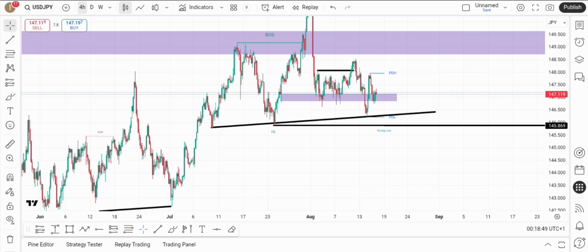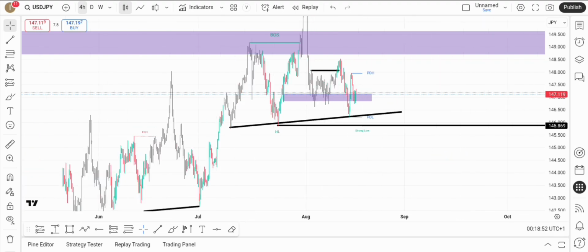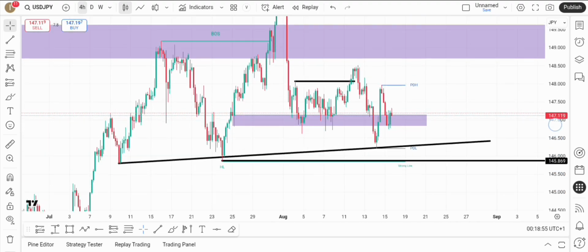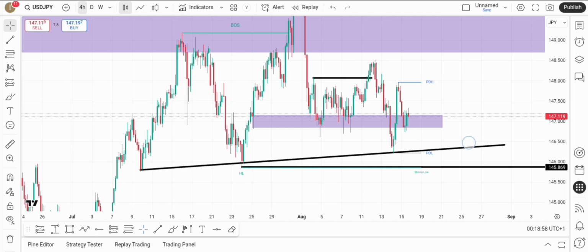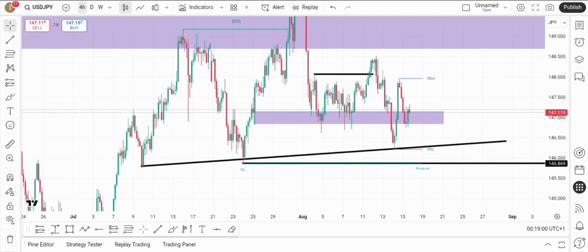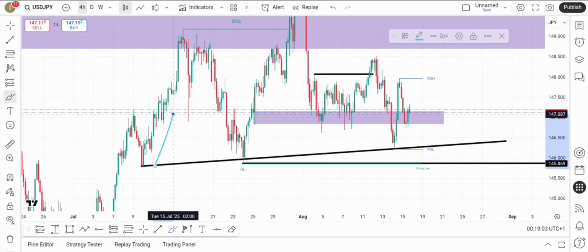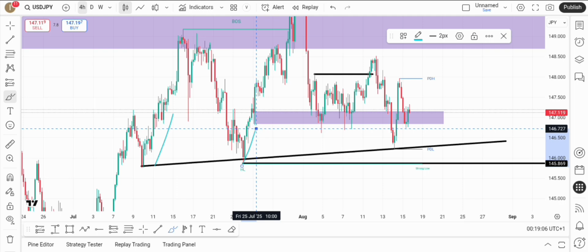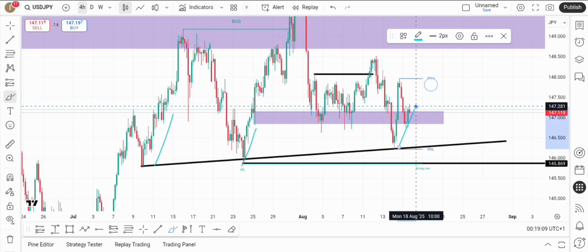Right, so let's jump right into the video and see what we really have for the pair. As we can see here, we have seen the market giving us this bounce. We have this bounce here, this bounce here, and this bounce here. This market could reverse and just continue up.